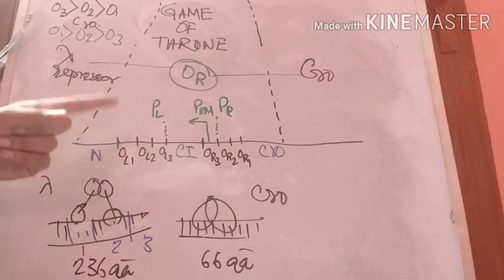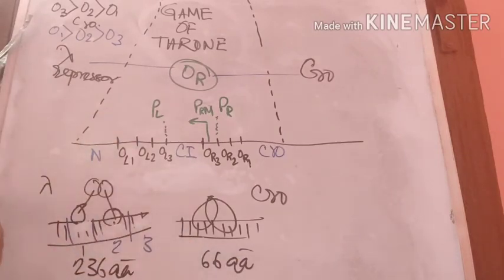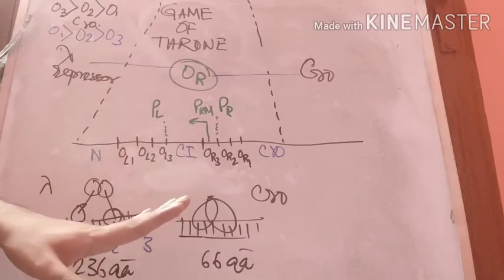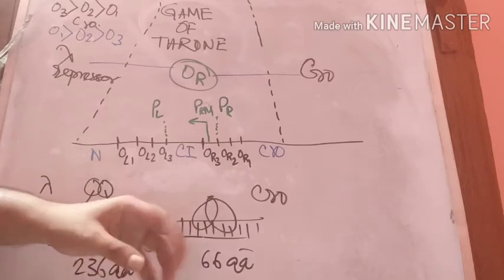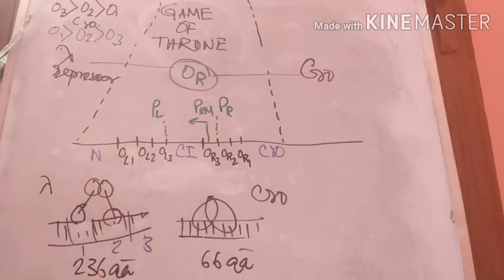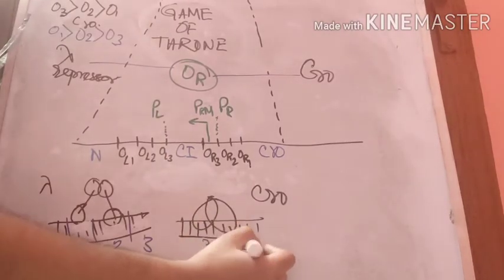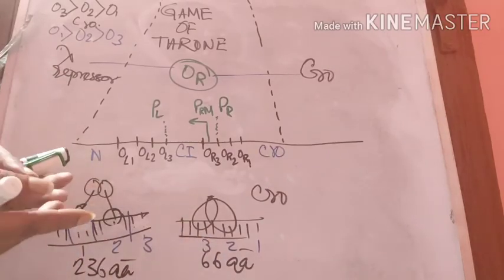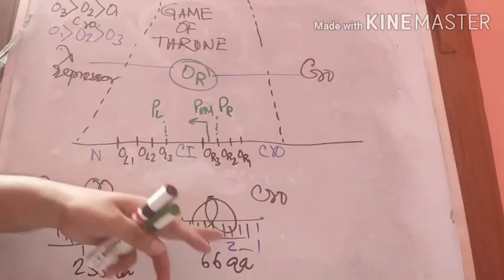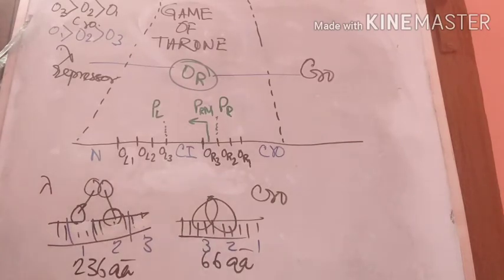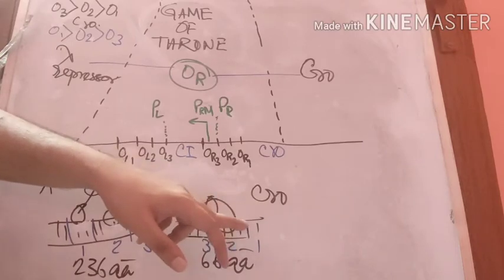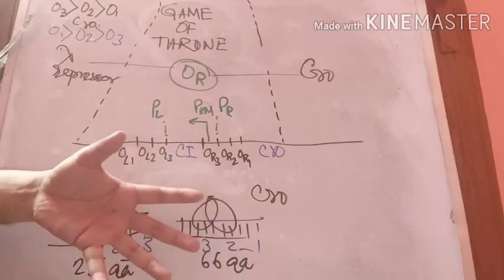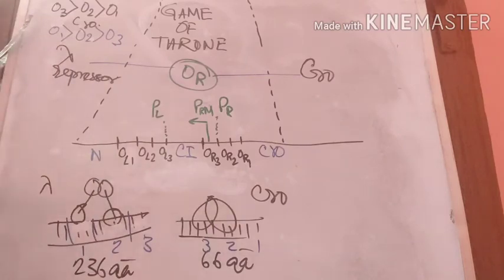Okay? So, when Cro binds, Cro is a 66 amino acid long protein. It binds similarly, that is, in dimeric form, but they are not dumbbell shaped proteins. They are globular like structures. And they first bind the OR3. So this is the OR3, you can see. Then 2 and then 1. Again, 3 and 2 come in pair. So Cro occupies 3 and 2. And then 1 is unoccupied, because at 1, it does not come in pair. And that is why Cro will not firmly bind this 1.